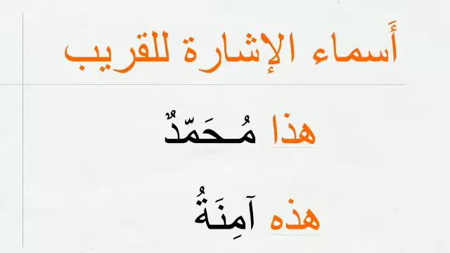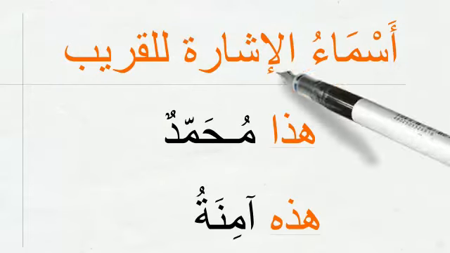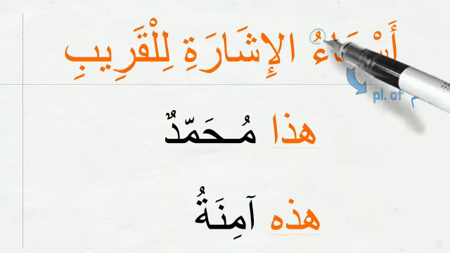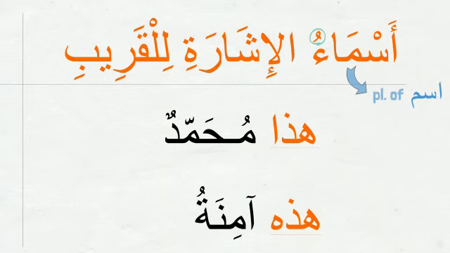هذه آمنة. Above these two sentences, we have a note saying أسماء الإشارة للقريب. Here, أسماء is the plural form of the word ism. So, أسماء الإشارة is the plural form of اسم الإشارة. Can you tell why the word أسماء is losing the tanween here?